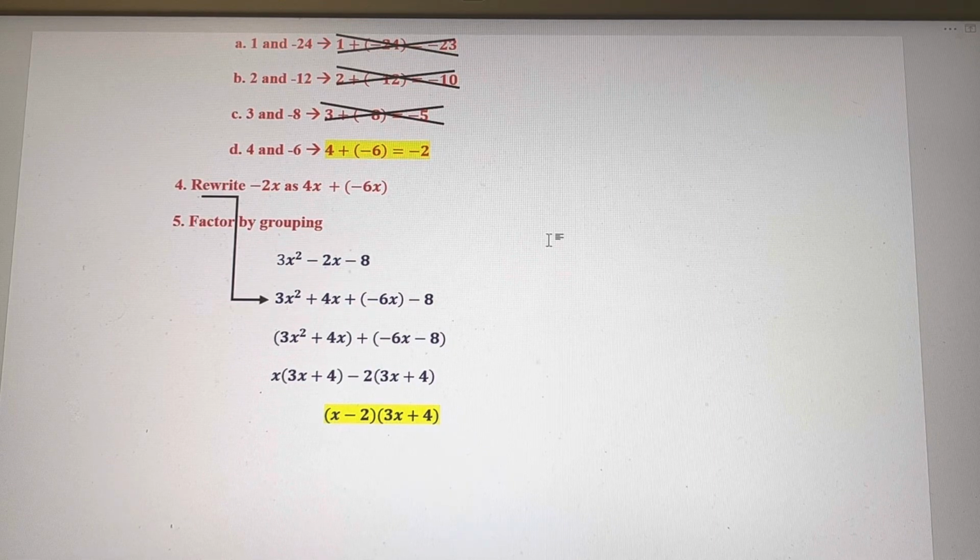Okay? So AC method really doesn't change when A is greater than 1. Just the greatest common factor you have in each of your binomials may be a little more difficult to find. Okay? So that's it.